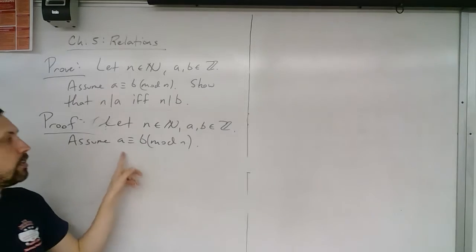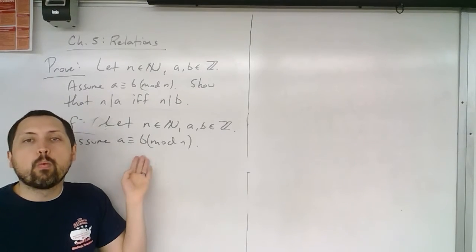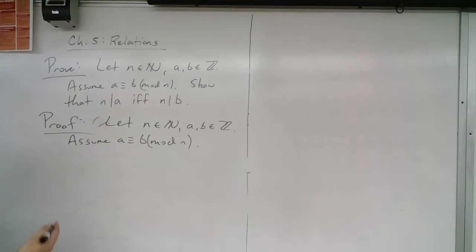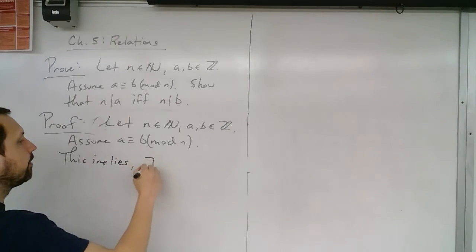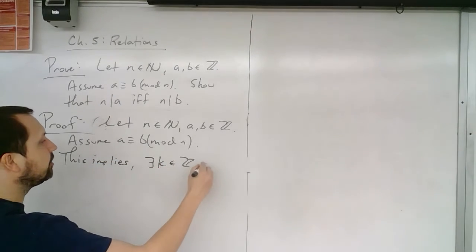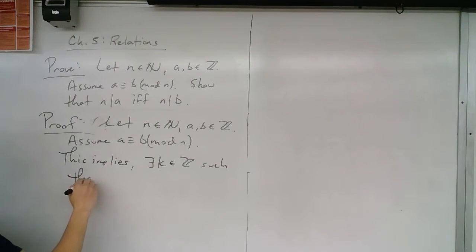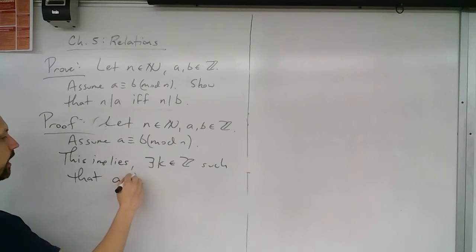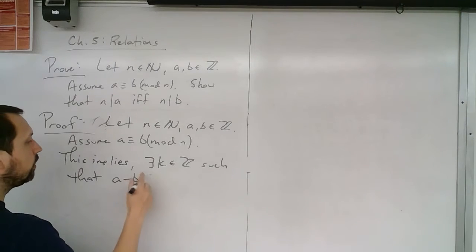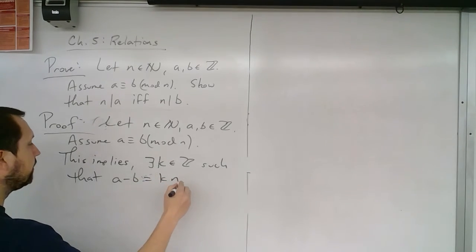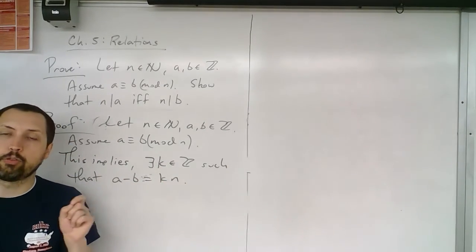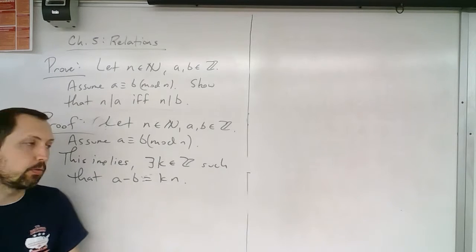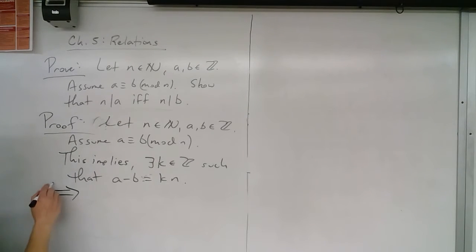So here, I'm going to use the definition to then figure out what does this really imply. So assume a is congruent to b mod n. This implies that there exists a k in the integers such that a minus b is equal to kn. So there exists an integer k where this is true. Okay, so this is just the definition of congruences. Now we can go ahead and start proving the directions.